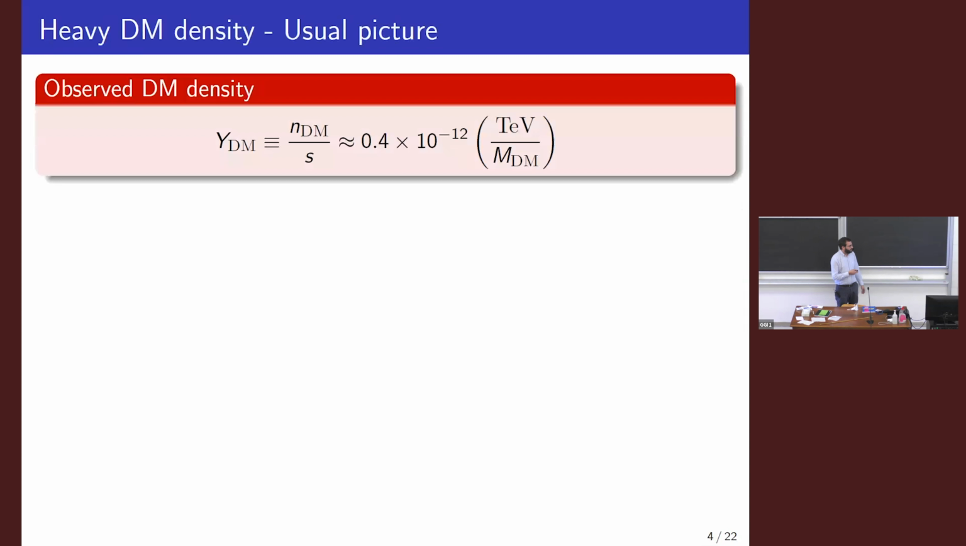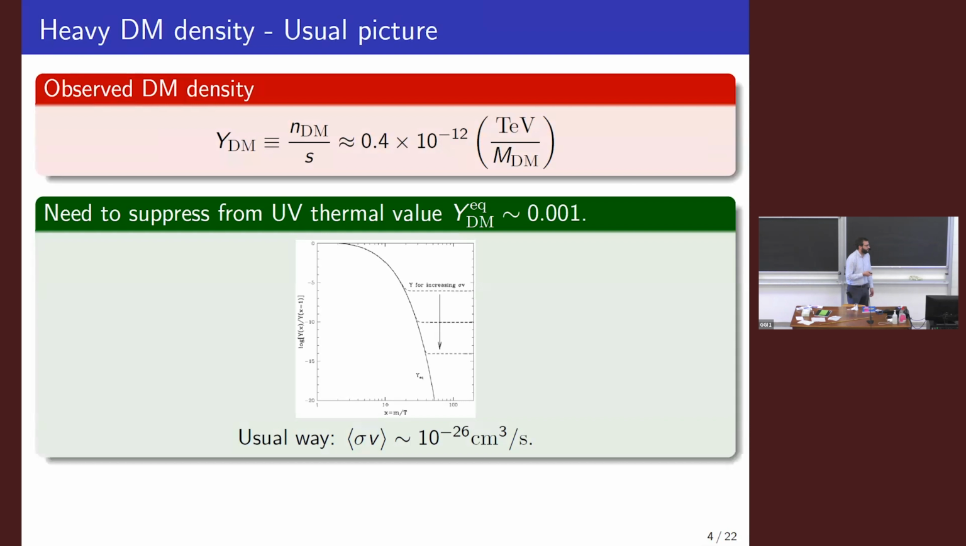So this slide, everybody is going to be very familiar with. We know the cold dark matter energy density today, and then of course we can translate this into a number density. For heavy dark matter, here I put the reference scale TeV, you're going to have to suppress the UV thermal value. Of course, we all know this.